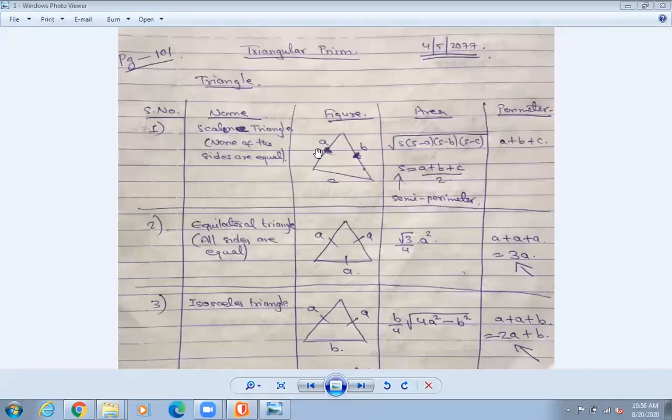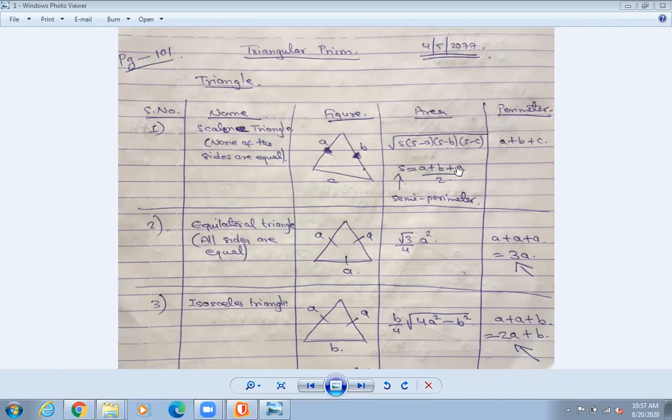Whatever values are there, suppose 5, 4, 3. The value of A is 5, this side 4 centimeter, this side 3 centimeter. The value of S is going to be 5 plus 4 plus 3 divided by 2. That means A plus B plus C divided by 2. And whatever value is there, you are going to subtract it: S minus A, S minus B, S minus C. This is going to be the formula. Is that okay or not?